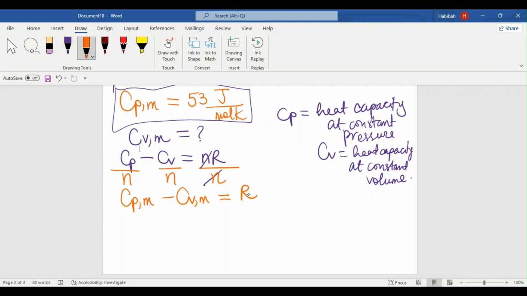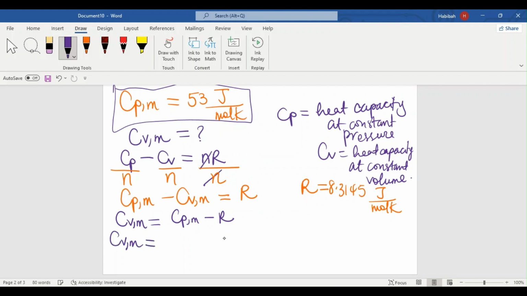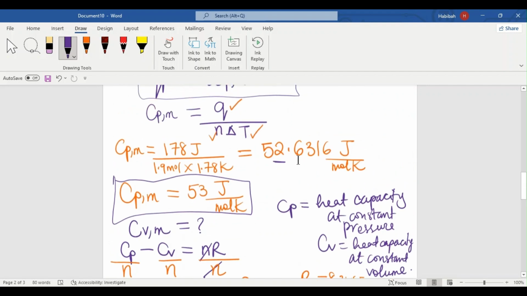So this is it. Now we've already determined what Cp,m is. We know what R is. R is just the regular gas constant, so that's 8.3145 joules per mole Kelvin. So for Cv,m, you just rewrite the equation: Cv,m equals Cp,m minus R. Now we know what Cp,m is, we just solve for it. We know what R is, we have that to be a constant. Cp,m is actually 53 joules per mole Kelvin.